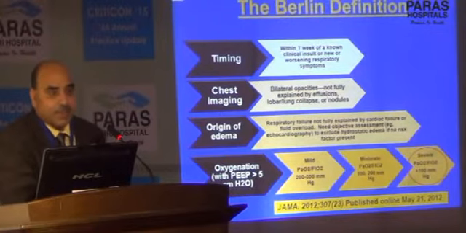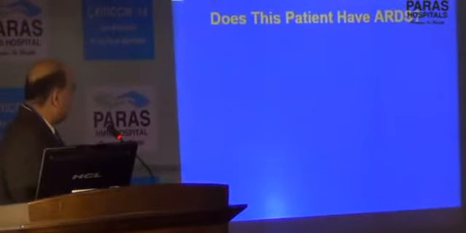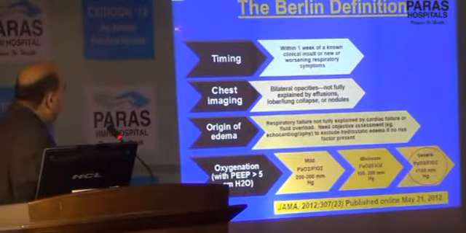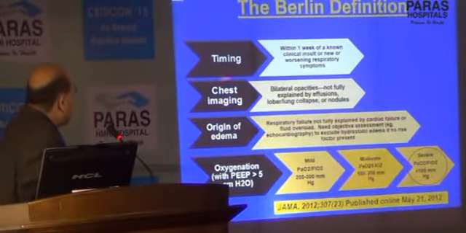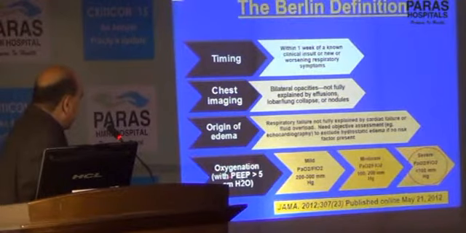So the Berlin definition came into the picture, and it is linked with the AECC definition, with more refinement. The timing has been refined: within 1 week of a known clinical insult or new worsening respiratory symptoms. For chest imaging, the patient has bilateral opacity which is not fully explained by other possibilities like lung collapse or nodules. They have also redefined the origin of edema. It should be non-cardiogenic rather than cardiogenic, and this is the most important development.